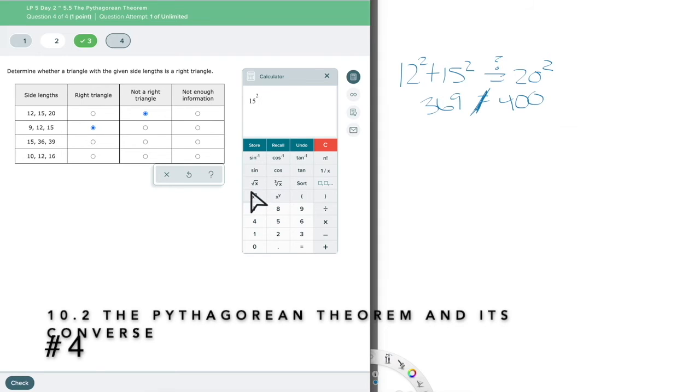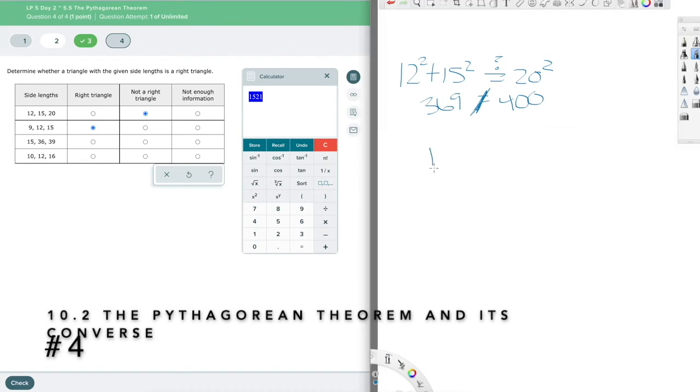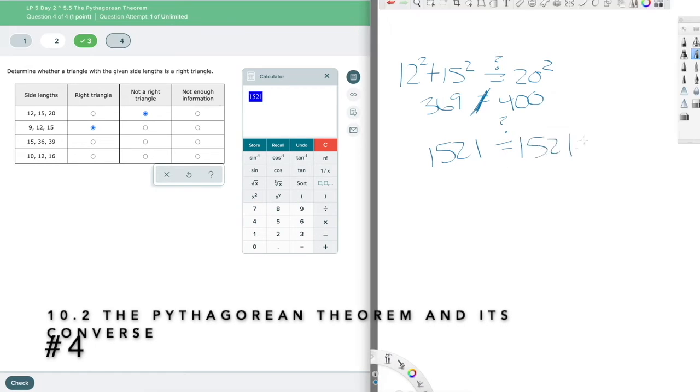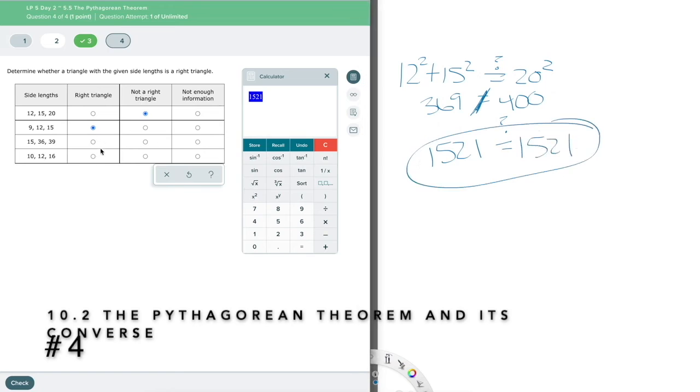squared plus 36 squared. And that gives me 1,521. Yeah, I was saying that right. And we're saying, does that equal 39 squared? Oh, look at that, it does. So yay, those are also right triangles.